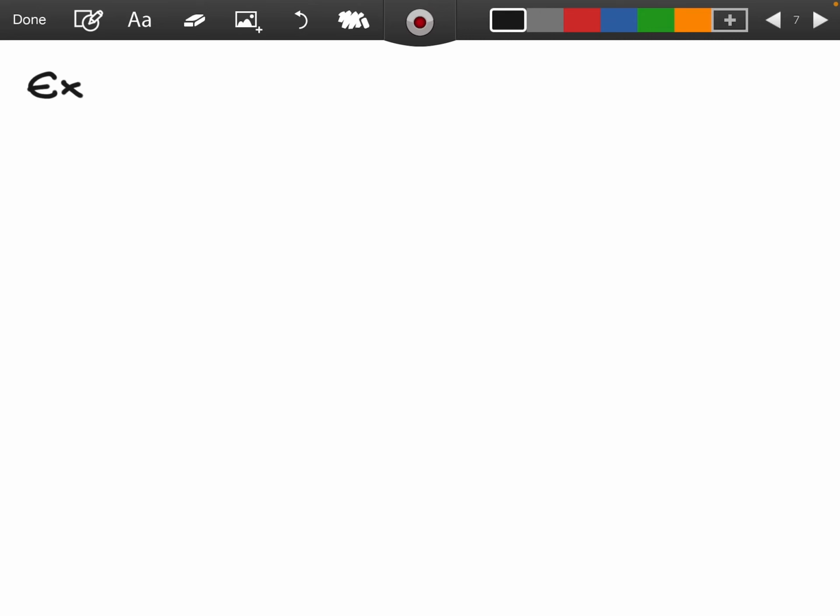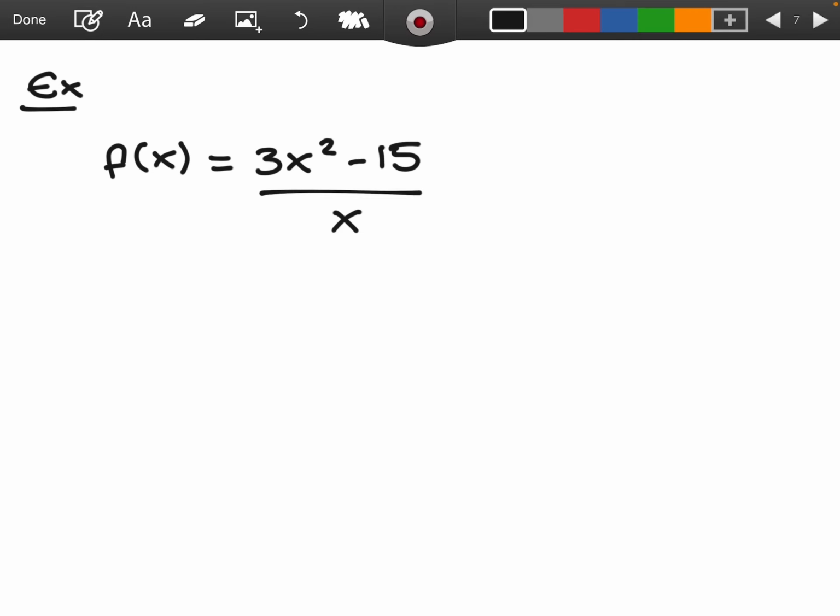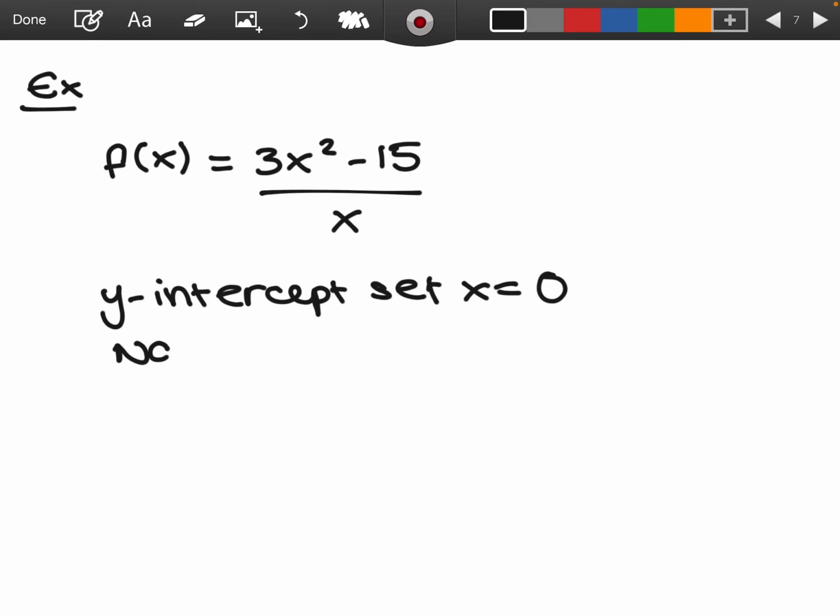One more example of this would be f(x) = (3x squared - 15)/x. Okay. For my y-intercept, I set x equal to 0. Well, if I do that in this case, I would end up with negative 15 divided by 0. Again, I cannot divide by 0. So therefore there is no y-intercept because I end up with something that's undefined.